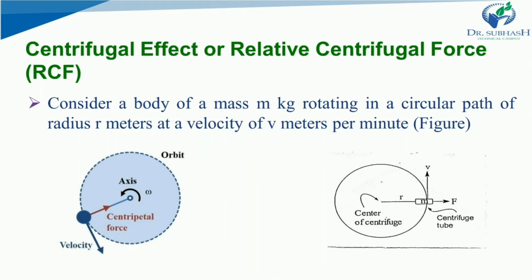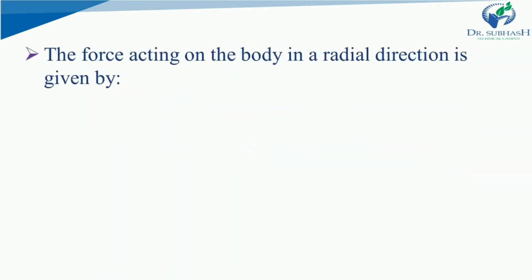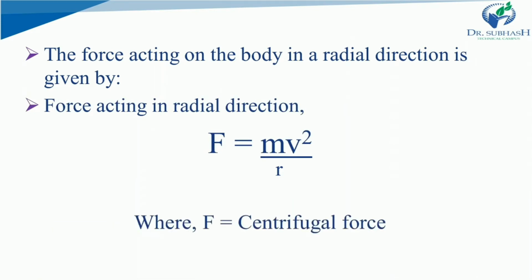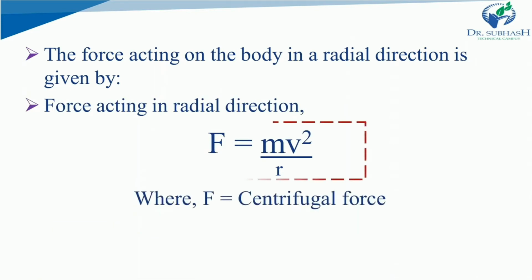There is nothing different in both of these, but it is just for your comfort, so that you can understand easily. You can easily see here the center of the centrifuge R, the centrifuge tube M, V, F, and the mass, or consider a body that is rotating in a circular way. So these both are almost similar. Now, the force acting on the body in radial direction is given by F equal to mv square divided by r, where F is centrifugal force, and r is obviously the radius, right?